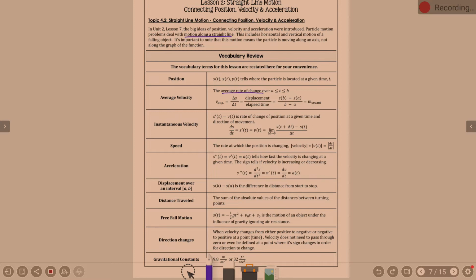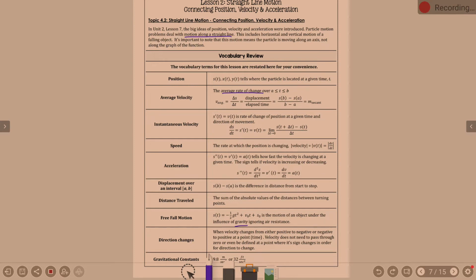Free fall motion. There's a basic position formula there: 1/2 g t squared plus v naught t plus s naught. That's the motion of an object under the influence of gravity. We worked with this equation a little bit earlier on, I think in some word problems. S naught means the initial position. V naught, v with the little 0, is initial velocity. And g is gravity, whatever your gravity is.